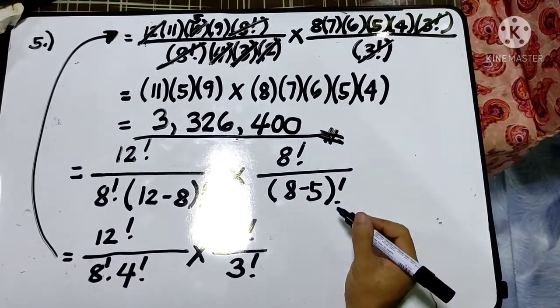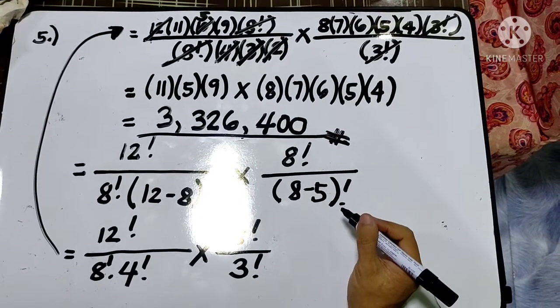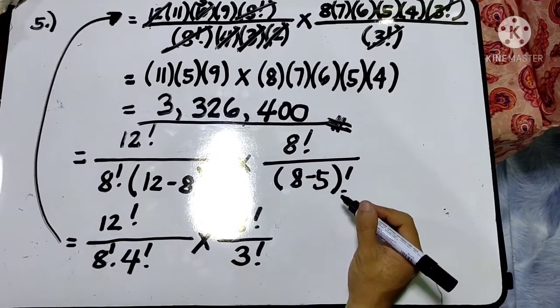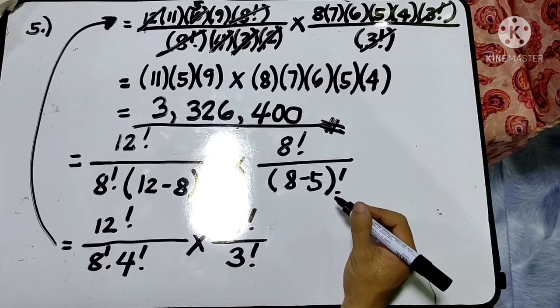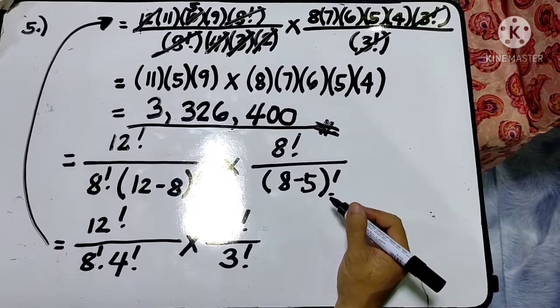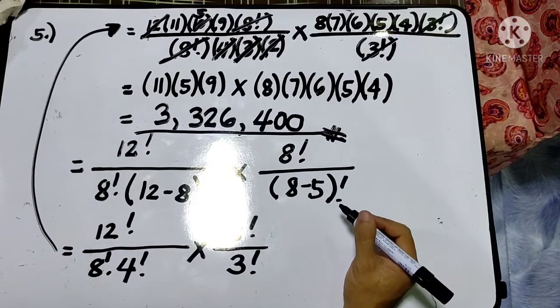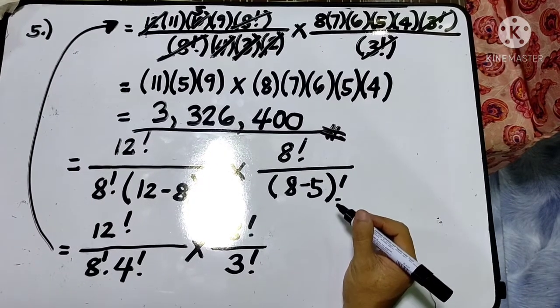This is the number of ways that the person involved in the problem can select 8 shirts from 12 shirts and eventually arrange 5 of these 8 shirts in the cabinet. So he or she will have 3,326,400 ways.